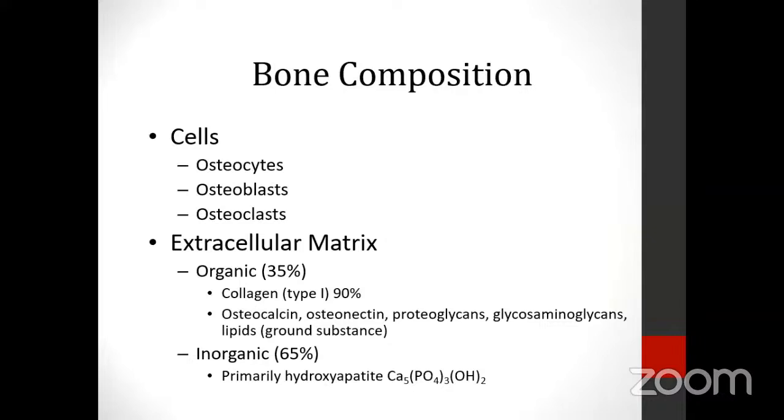Now, in general, the bone is composed of cells and the extracellular matrix. And as you know, we have three types of cells: the osteocytes, the osteoblasts, and the osteoclasts. Whereas the extracellular matrix is composed of organic and inorganic material. The organic one is mainly collagen, and as you know, 90% is type 1, and the proteins in the extracellular matrix, like osteocalcin, osteonectin, and proteoglycans. The inorganic component of the matrix is primarily hydroxyapatite. Next.